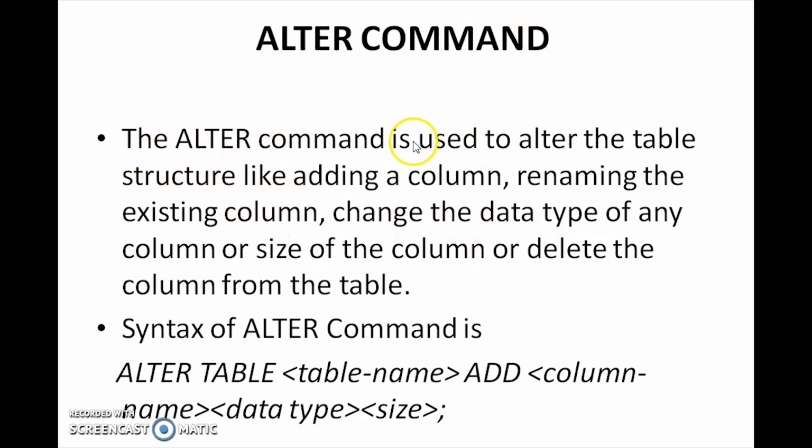Let us see. The alter command is used to alter the table structure, like adding a column. Suppose I want to add a column, I can use the alter command. Renaming the existing column, and changing the data type or size of any column. Suppose I have a serial number given as integer, and I am going to give that number as A1, then I need characters and numbers. At that time I want to change my data type. Or change the size of the column, or delete the column from the table.